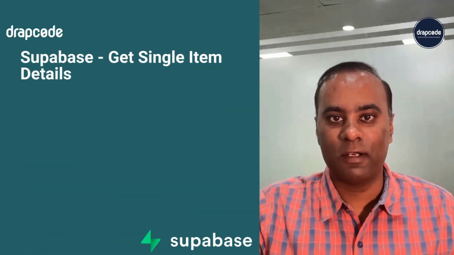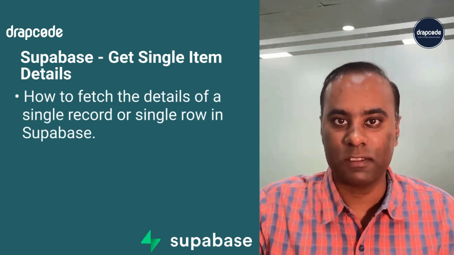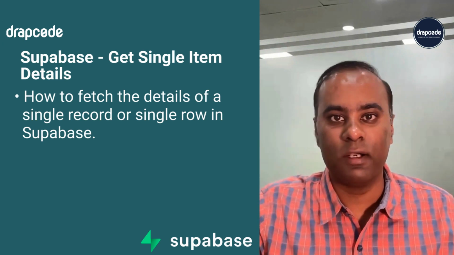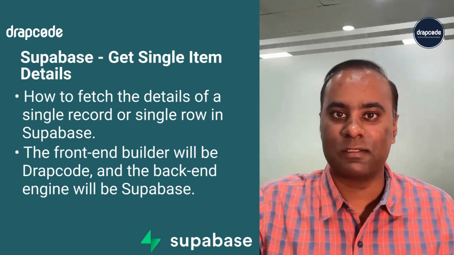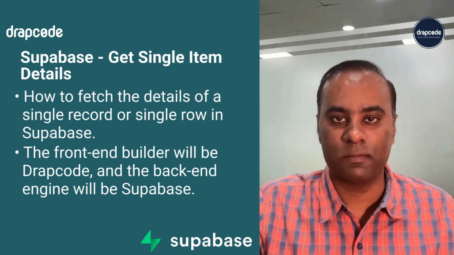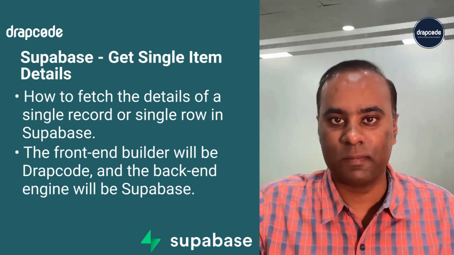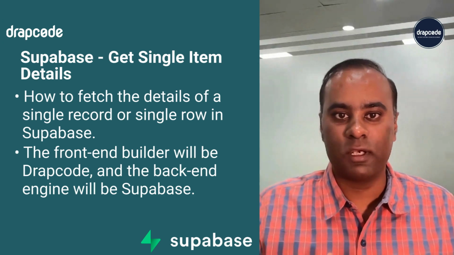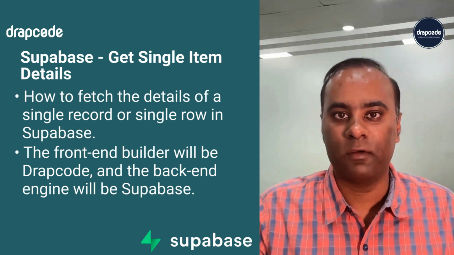So in this video, we will understand how to fetch the details of a single record or a single row in Supabase. We are building a series of tutorials where we are doing an end-to-end integration with Supabase, where Supabase is being used as a data source. Everything is residing inside a Supabase database, and we are just building the front end on DrapCode, where we are pulling data from Supabase, displaying a list of items, creating records, deleting, updating, and doing all those things. So here we'll see how to fetch a single record or a single item in Supabase.